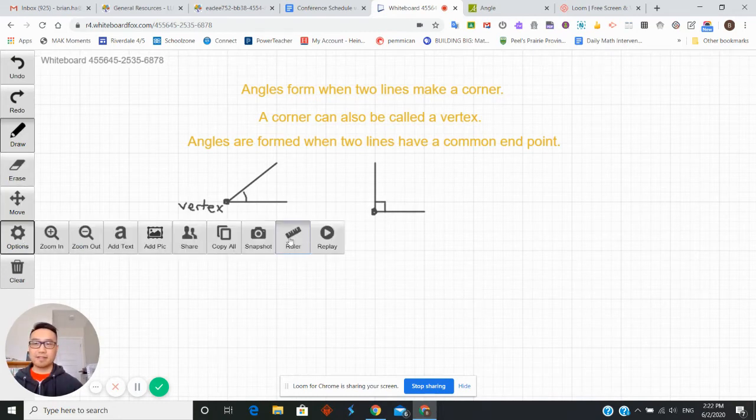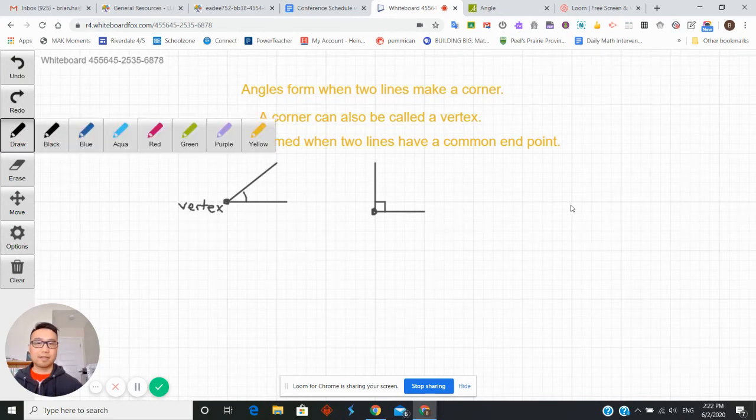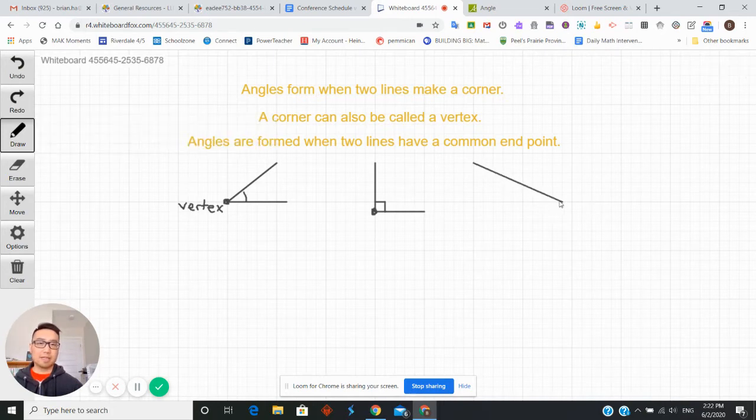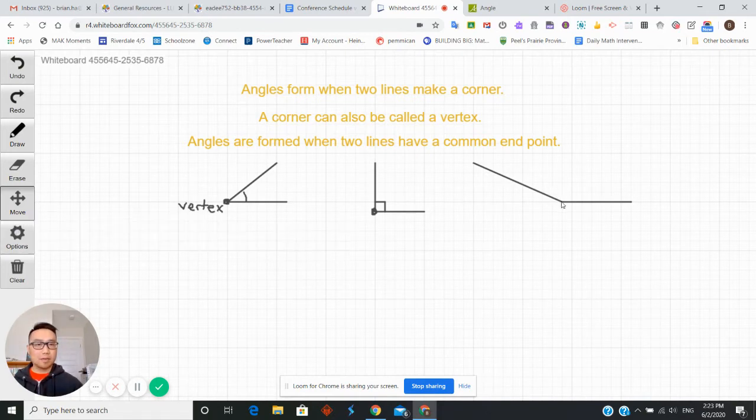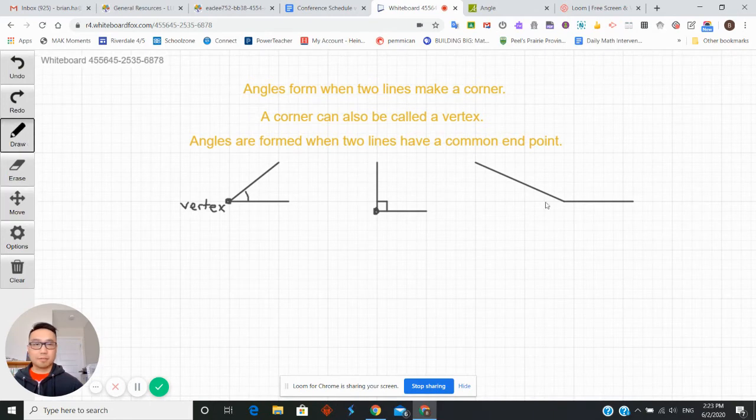Let's do one more together. I'm going to draw a line this way, and I'm having another line going horizontally. These two lines have a common endpoint where they make a corner right here. So there's an angle. So these are three examples of angles.